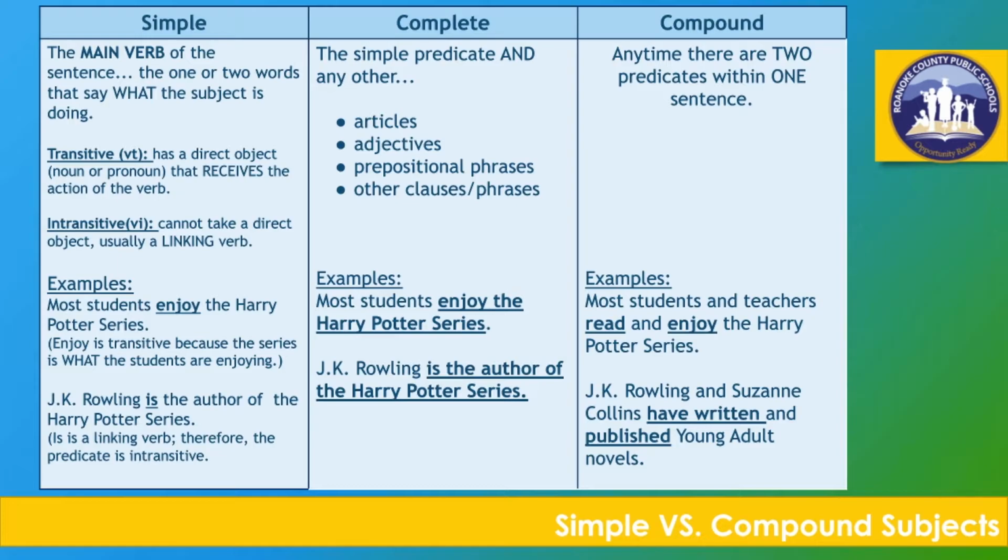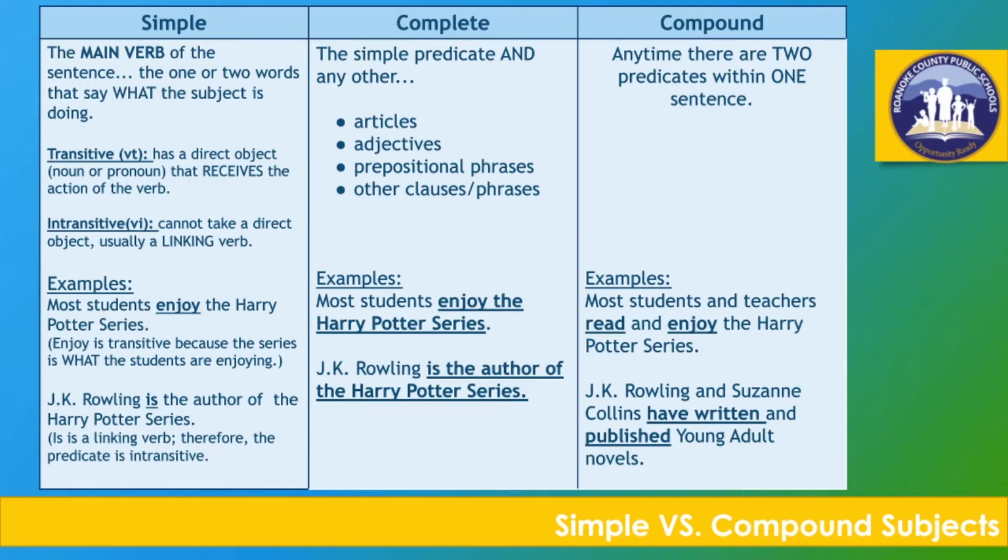With the same sentences, let's look at it again. So simple is just that main verb, one or two words at the most, that says what the subject is doing. For simple, we do have two different types. We can have a transitive verb that gets labeled as a VT, and it has a direct object, meaning a pronoun or noun that receives the action of the verb. And then we have intransitive, which cannot take a direct object. It's usually with a linking verb.